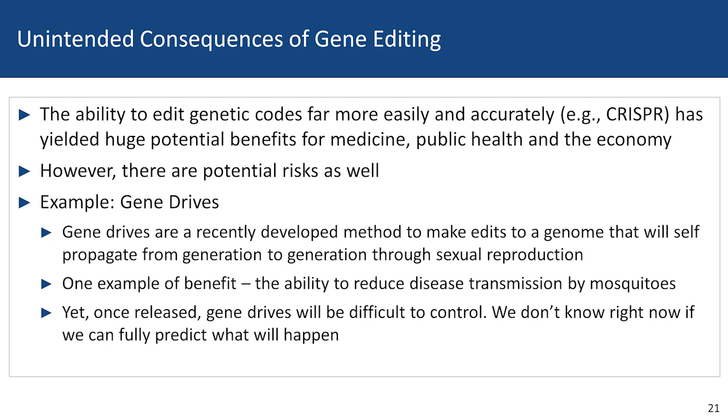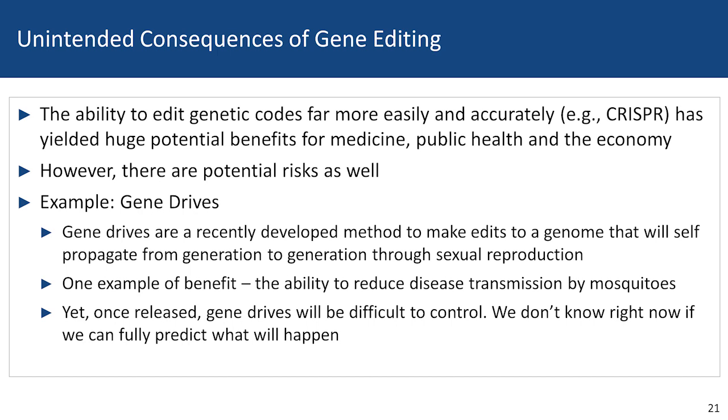So the example I wanted to give you is gene drives. Gene drives are a recently developed method that makes edits to a genome that will self-propagate from generation to generation in an organism through sexual reproduction. So one example of the benefit of this technology is the ability to reduce disease transmission by mosquitoes. A mosquito is genetically engineered not to be able to transmit malaria, and then it's released into the wild. It propagates. Its offspring also cannot transmit malaria. So there's huge potential benefits here.